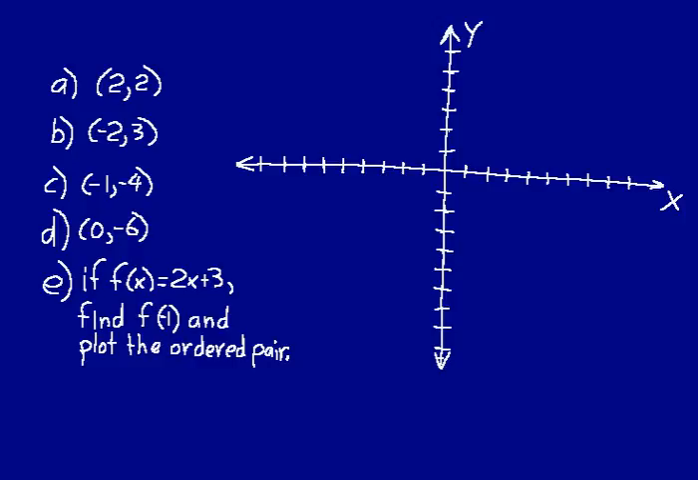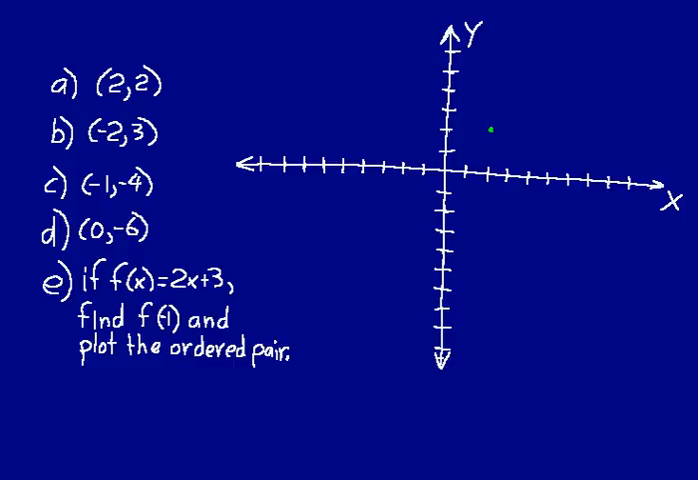The first one there is 2, 2, or positive 2, positive 2. And remember, when we're thinking about ordered pairs, x is first, y is second. So that means we would go to the right 2 and up 2, and our point is right there in the first quadrant. In the first quadrant, both of the numbers in the pair are always positive.